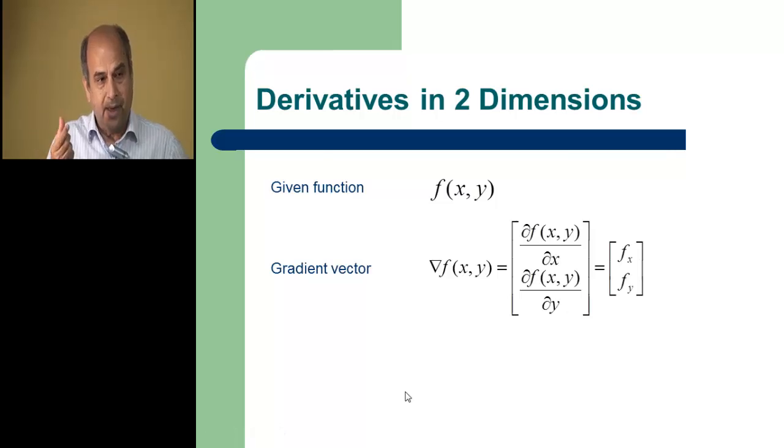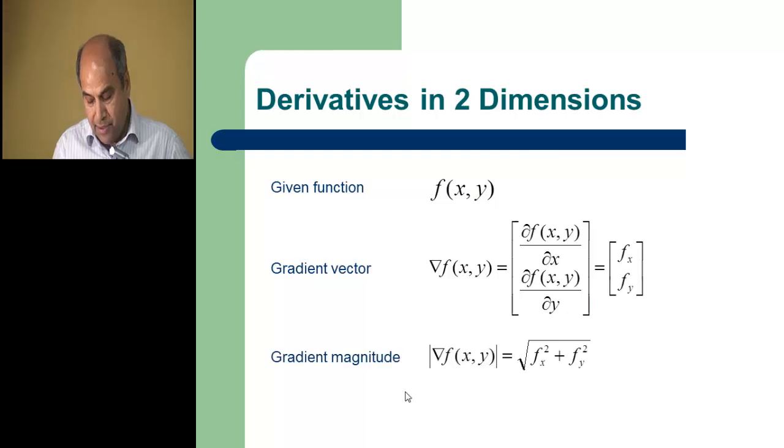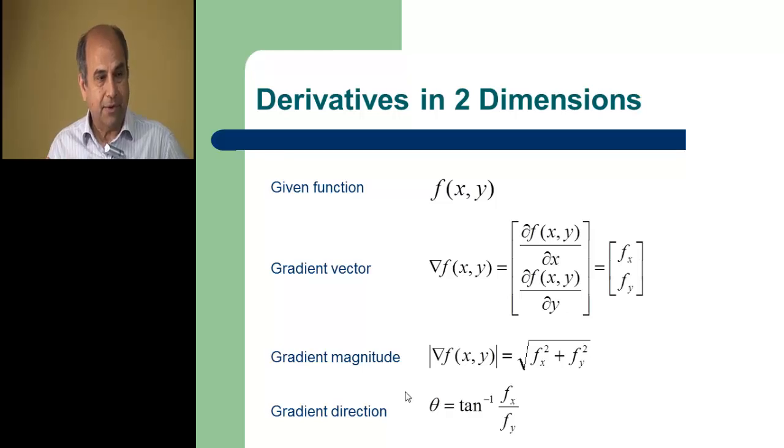If it's just one number, it's called a scalar. If there are two numbers, it's called a vector. Which means that it will have magnitude. To find the magnitude of the vector, we take the first element, square it, the second element, square it, and take the square root. And the direction is the tangent inverse of fy upon fx. So this vector will have the magnitude and the direction, and that's the derivative of an image. Because the image is two-dimensional, we will have two numbers.